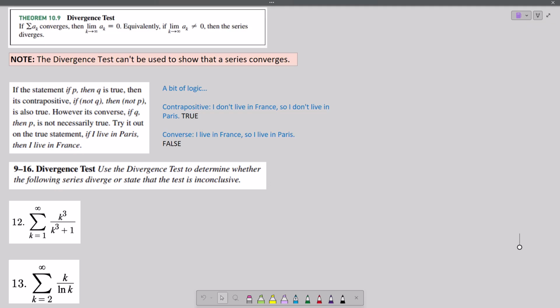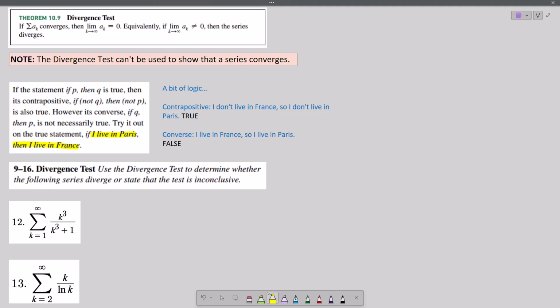And you can think of it, there's this clever idea here. If we think about Paris, France, the city of Paris, France, then this statement is true: I live in Paris, therefore I live in France. Talking about Paris, France, not other Parises, right? If you live in Paris, France, then this statement is true. I live in Paris, therefore I live in France.